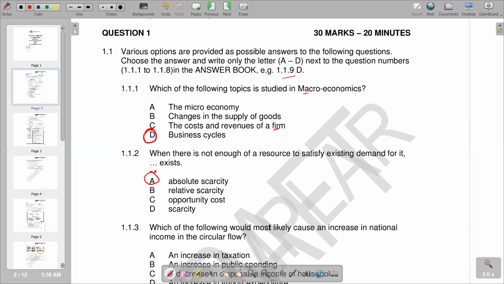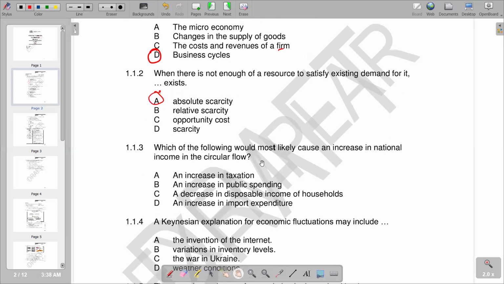So we go to the next question, which is 1.1.3. Which of the following could most likely cause an increase in national income in the circular flow? So increase in national income, we are saying we are having money being introduced in the circular flow, in the economic activities in the economy. So this is the factor that we are going to look at according to the responses that we are given.